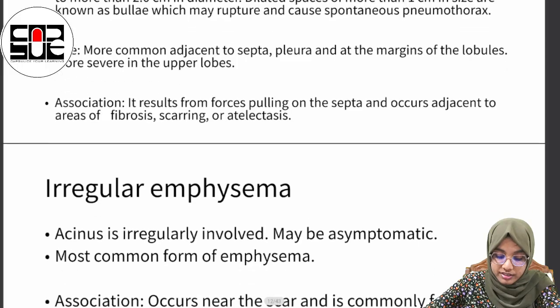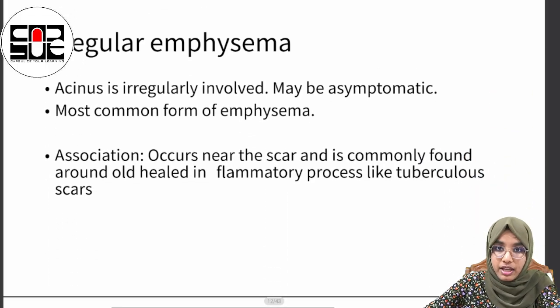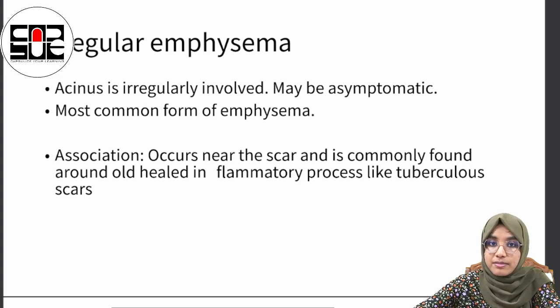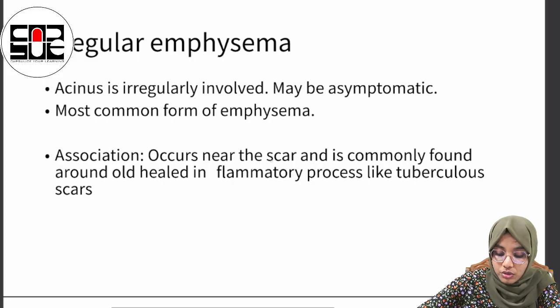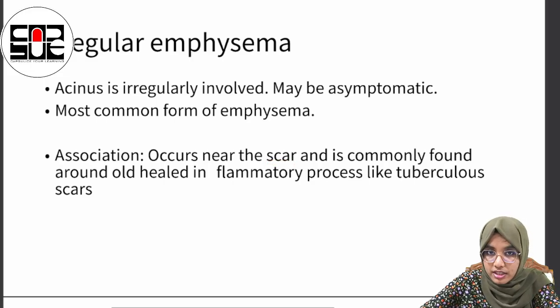Let's move on to the last type, which is irregular emphysema. As its name indicates, the parts are irregularly involved, and it is the most common form of emphysema. And as the acinus is irregularly involved, this may be asymptomatic. And it usually occurs near scars, mostly near old healed inflammatory scars and near tubercular scars.